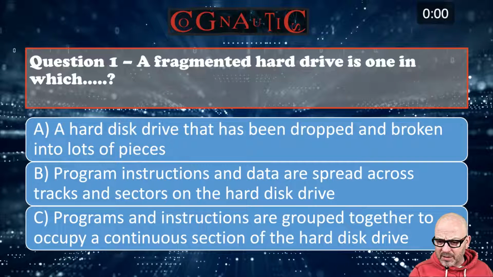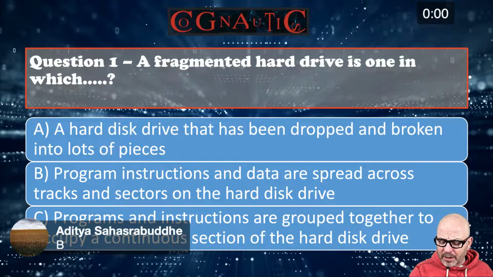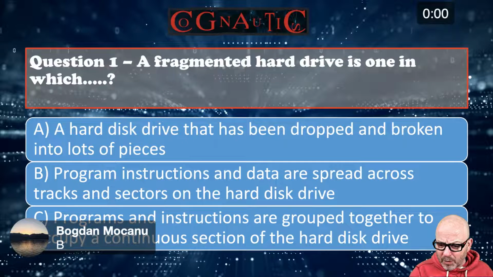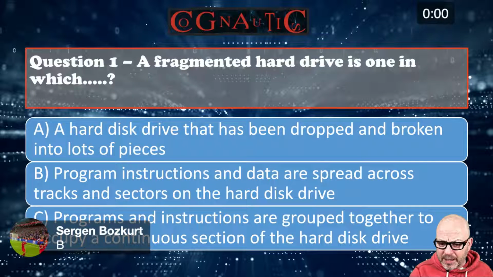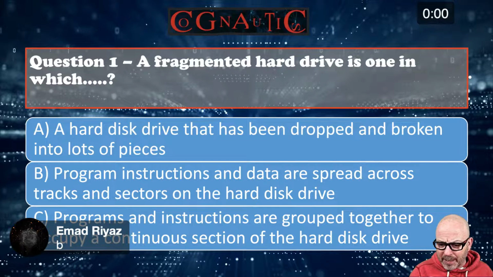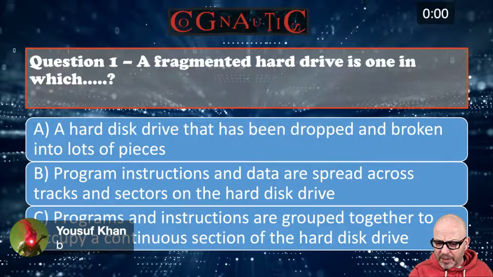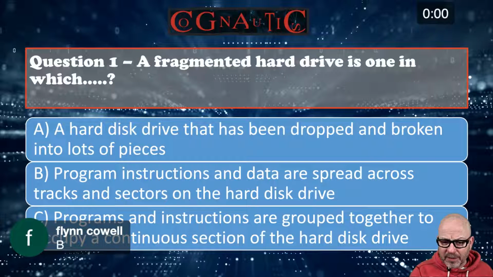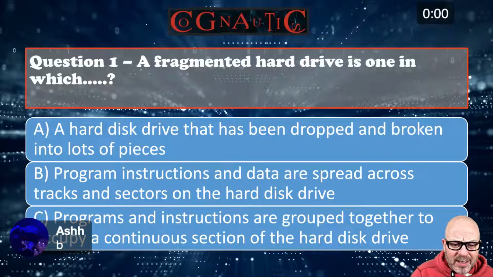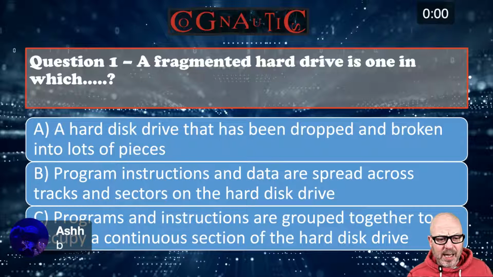Aditya's in with his first answer. He's come in with a B. Swiftly followed by Bogdan with a B. Any more takers? Sergen, we're strong on the B. Got a lot of B customers here. Emad's a B. Oh, you're all looking quite B-ish. Yusuf's come in with a B, and Flynn is B. Well, this is looking good. If it's not B, then I blame your teacher. Unfortunately, it's me. Let's see how you've done.